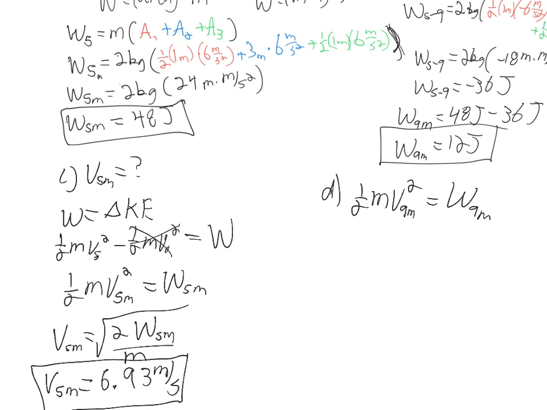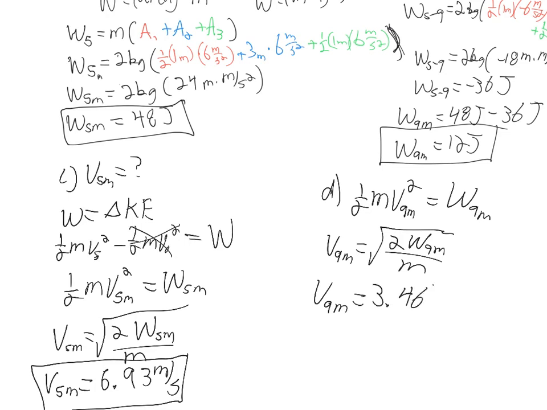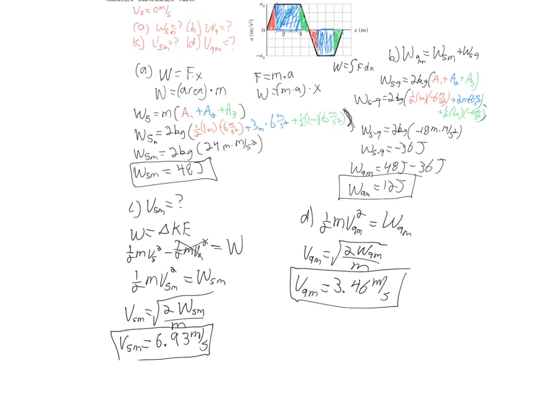And then over here, we have the same thing. Velocity at 9 meters is going to be the square root of 2 times the work over the mass. So we're looking at, once again, the square root of 12. So the velocity at 9 meters is going to be about 3.46 meters per second. Once again, box-worthy. So that, my friends, is quite the example problem.